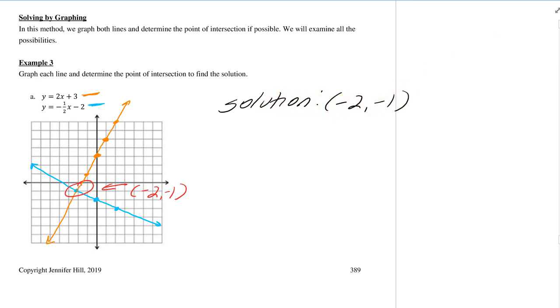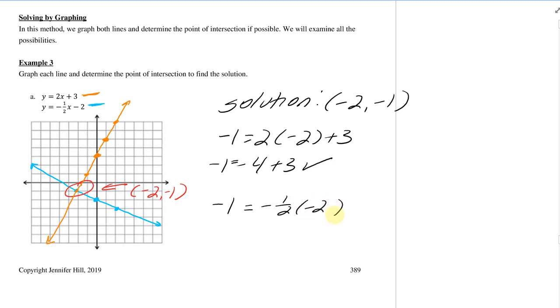Now, just to be thorough, I want to check it. So I'm going to plug this into both equations. So let's see, I've got negative 1 equals 2 times negative 2 plus 3. So let's work that out. That's negative 1 equals negative 4 plus 3. So that definitely works. And now I'm going to plug the solution into the second equation. So I get negative 1 equals negative 1/2 times negative 2 minus 2, not minus 1. And so then this is negative 1 equals positive 1 minus 2. So yes, that checks out. So that's how you can be sure that you got the right solution.